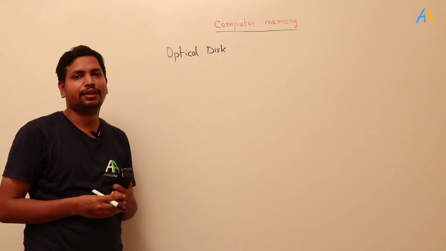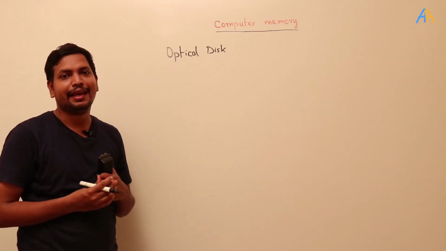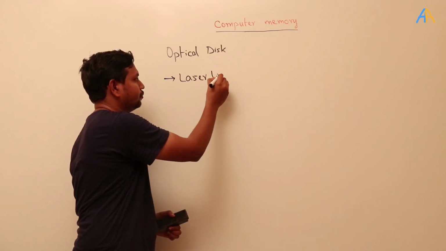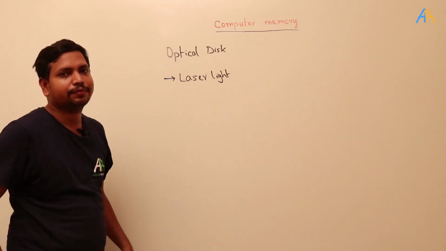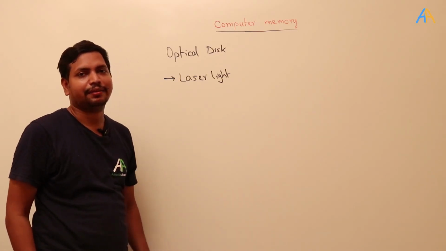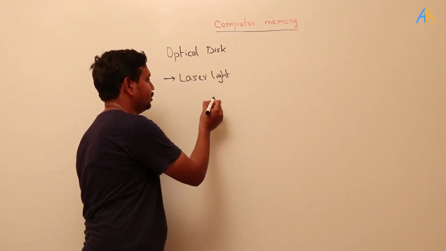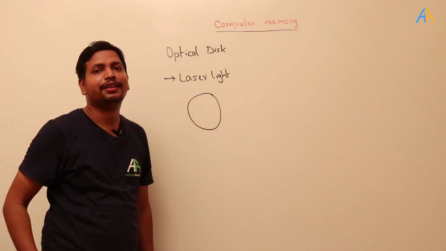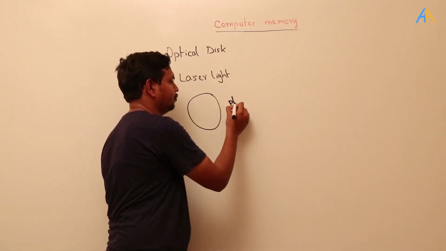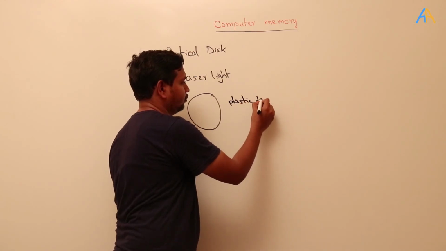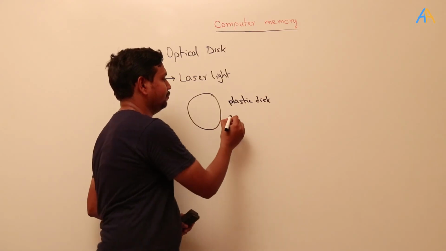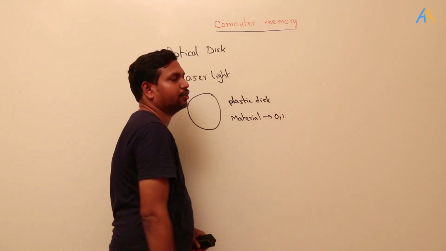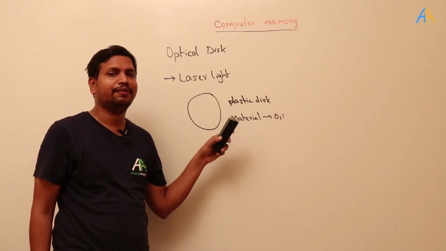We learned about magnetic disks and semiconductor disks for memory storage. Now there is another way of storing data, the optical disk. In an optical disk we use laser light. This is optical data reading. Here there is a circular plastic base, a plastic disk upon which there is a material where the data can be stored. This material stores zeros and ones.